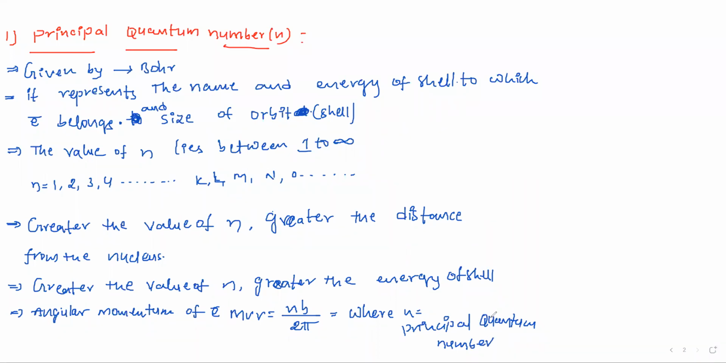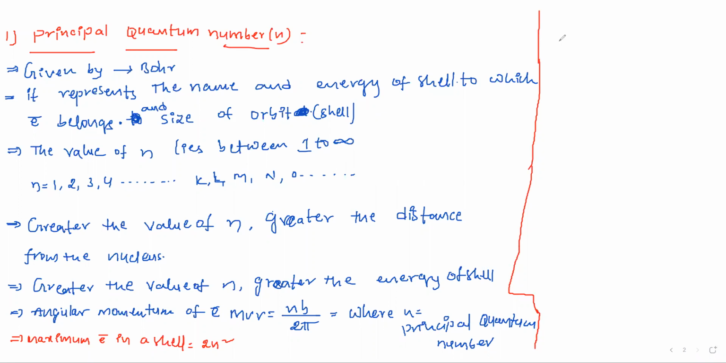And the maximum number of electrons in a shell, this is an important formula: the maximum electrons in a shell is 2n square. Okay, this is information about Bohr's atomic model.